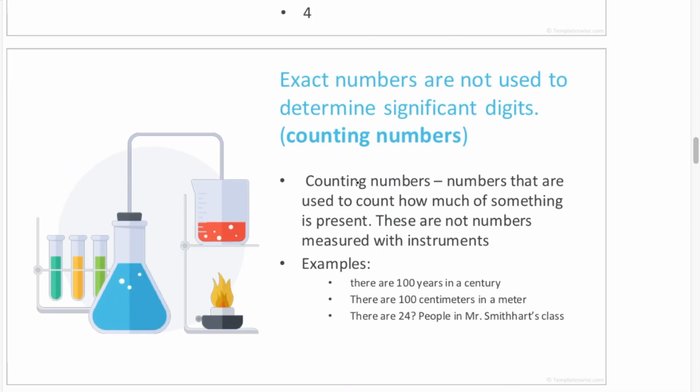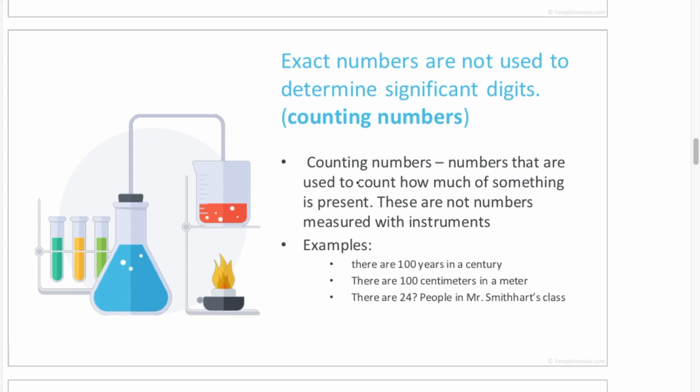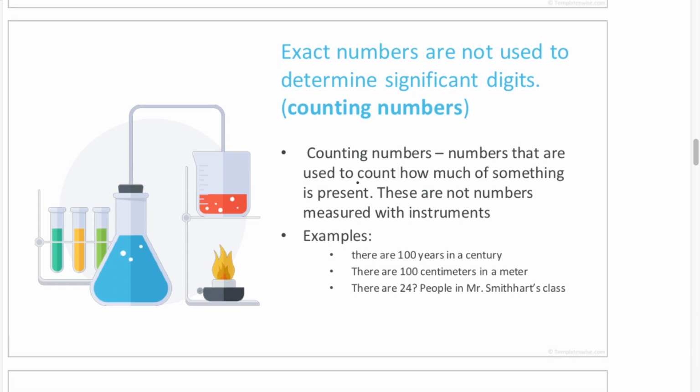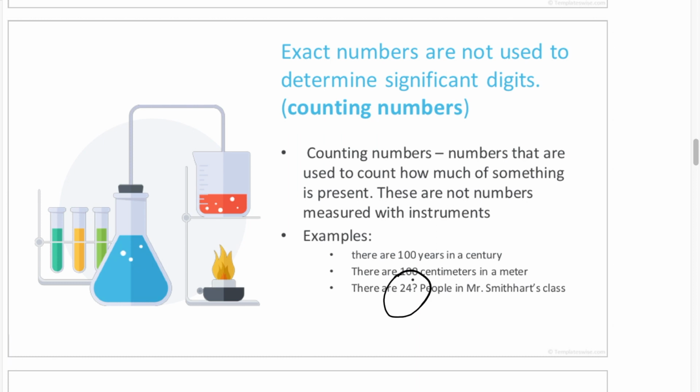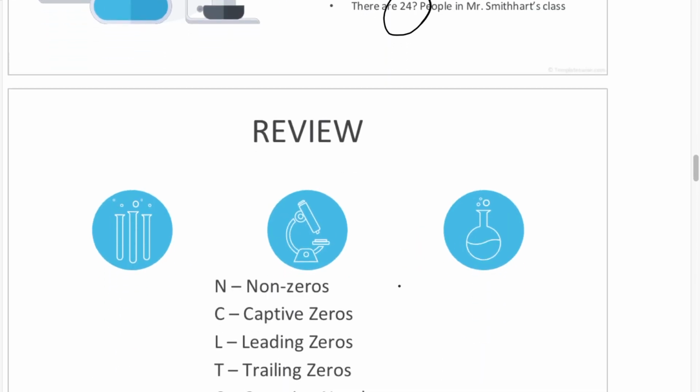Okay, so exact numbers are not used to determine significant digits. If we have an exact number, for example, if there are 24 people in a classroom, that's an exact number, and so we don't have to count the significant digits. Even though it looks like there are 2 significant digits here, there's actually an infinite number of significant digits because it's 24.000000. We know that it's an exact number, so we don't count things that are exact, like 100 years in a century.